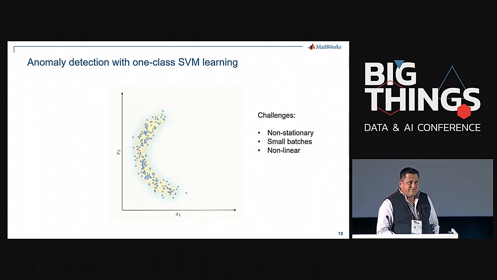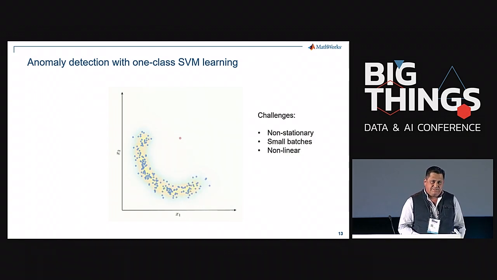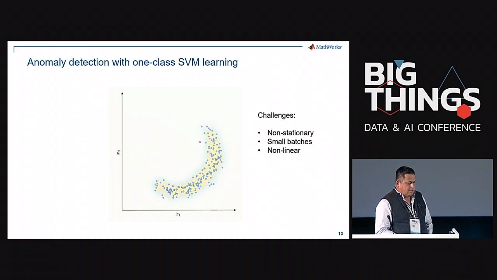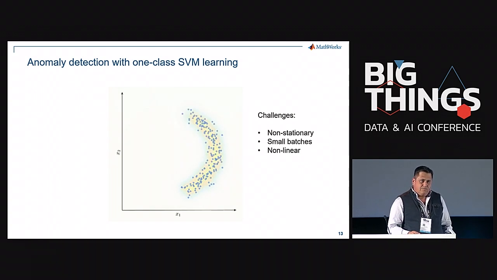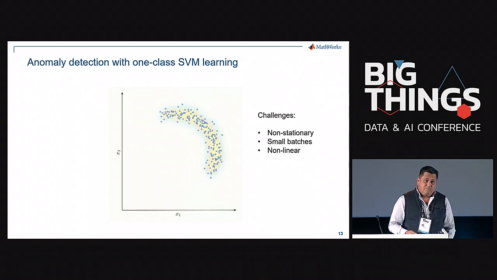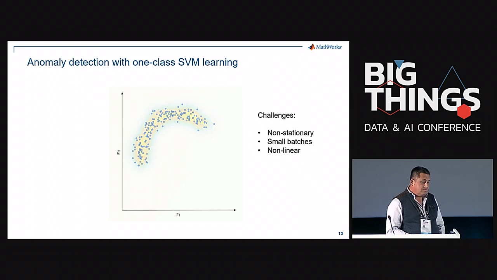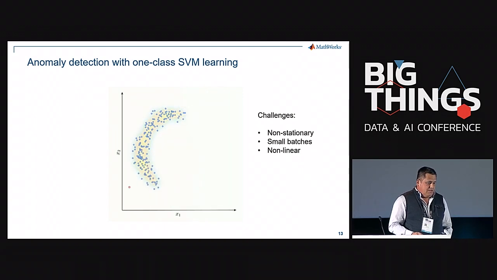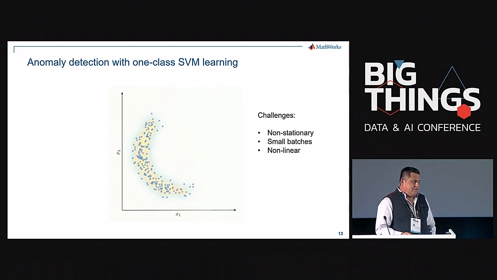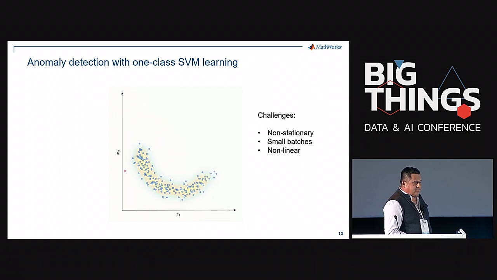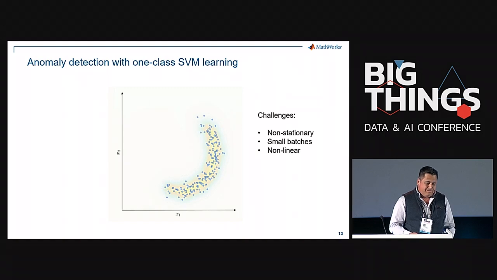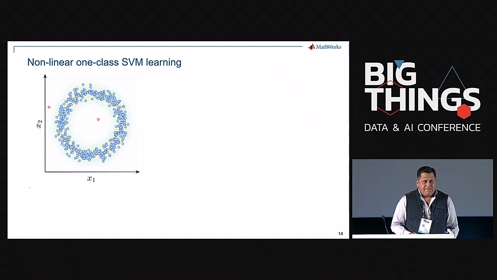So there are three challenges here. First, the data is not stationary. The distribution is moving. Also, at any time, we don't have access to the whole data set. We might see only small batches of data, as small as one sample or one feature vector. And the problem is not linear. That means that we cannot just put a line or a threshold in this distribution and identify the anomalies reliably.